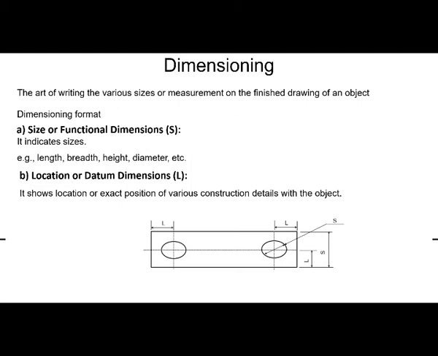Location or datum dimension: this is used, S is the short form for size, and we can say L for location. It shows the location or exact position of various construction details within the object. What is the location from here to here? What is the location from here to here? But what is the size of this ellipse? That is called S. What is the size of this rectangle from here to here? S. But this is called location. So there are mainly two dimension formats: size or functional dimension, and location or datum dimension.